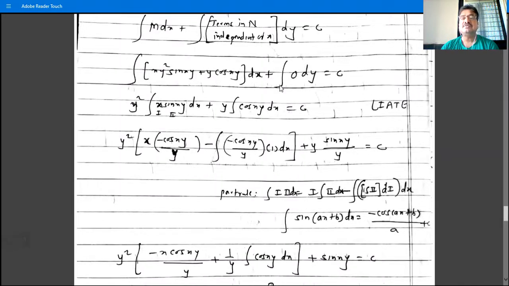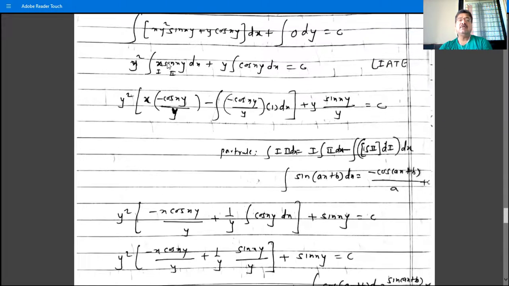Dx means the integration is with respect to x. So y square is constant, integration of x sin(xy) dx, plus again this y is constant, integration of cos(xy) dx is equal to a constant. Now here, integration of x sin(xy) is by using the by-parts rule.